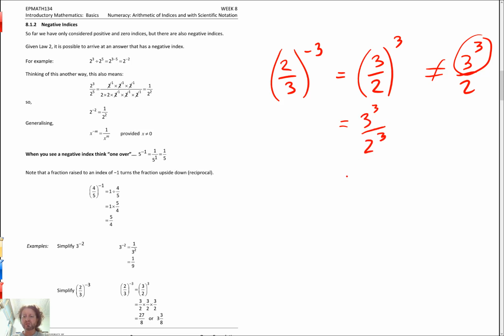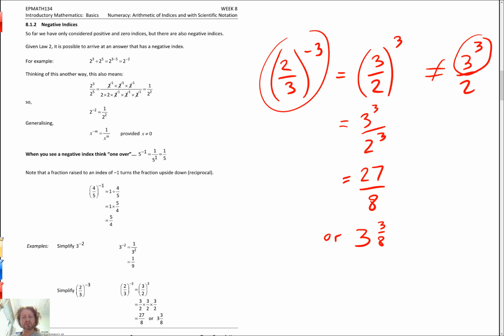Cubing 3 is 3 by 3 by 3. 3 3s are 9, 3 9s are 27. 2 cubed, well 2 by 2 is 4, by 2 is 8. There, this thing ended up just being 27 on 8. Or we could change it to a mixed fraction if we wanted. No one asked us to, but let's just practice. How many 8s can I get out of 27? Well, 3 8s is 24, with 3 left over, so that's 3 and 3 8ths.